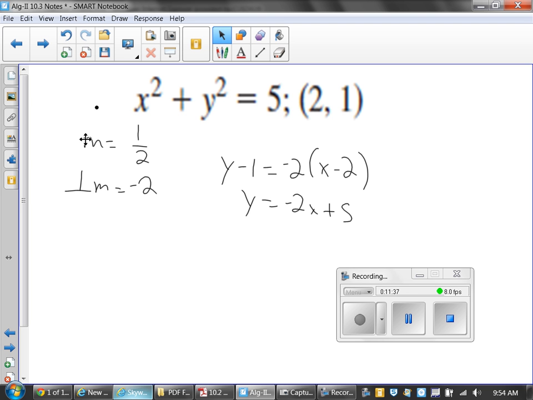Point slope form is the best friend in the whole wide world, except for Lena. You can't say something bad about point slope form. Point slope form is awesome. It's always there for you. Because there's a point to it.